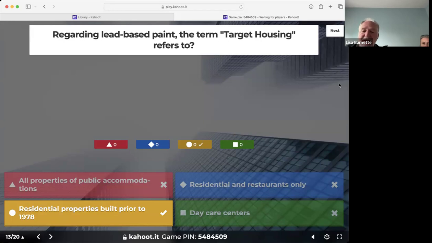Clearly not housing. B was interesting, residential and restaurants only, but since it said restaurants, it would not apply because that's not housing, and daycare centers, of course, are not housing either. So you literally could have backed into residential properties. And then obviously by this point, all of you are associating the date 1978 with lead-based paint. When I see lead-based paint and 1978, I'm honing in on that question. Now I'm going to verify it to make sure it's true. But having said that, I'm certainly honing in on lead-based paint when I see 78.